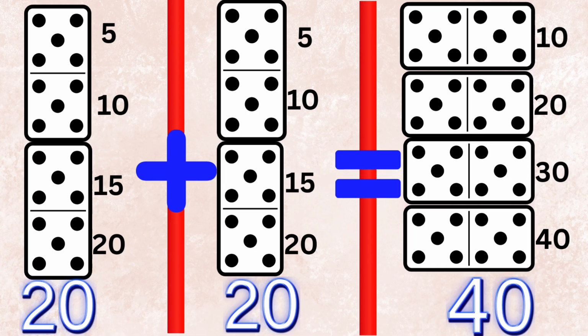Let's check your answer. When we add the dots on the first row, 5, 10, 15, 20 dots, plus 5, 10, 15, 20 more dots on the second row, we get a total sum of 10, 20, 30, 40. So now we know that 20 plus 20 equals 40 dots in all.